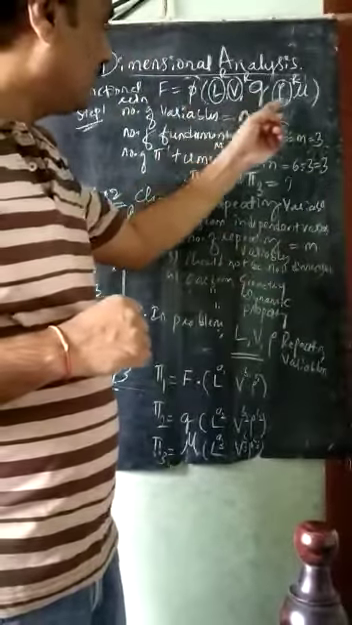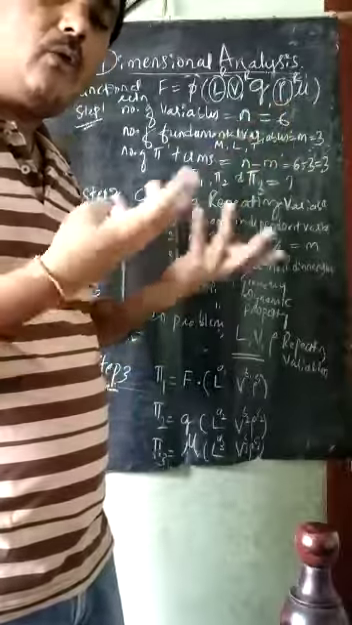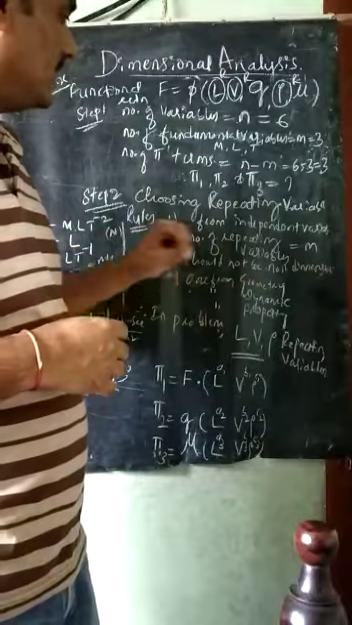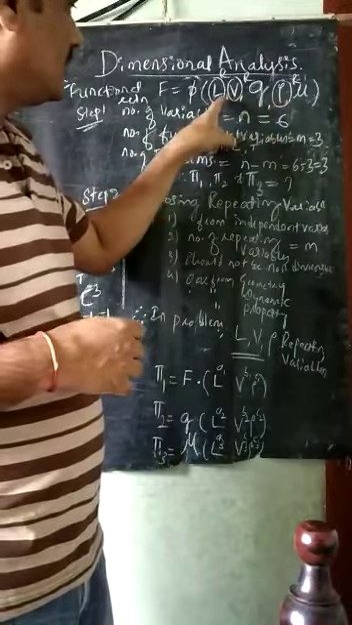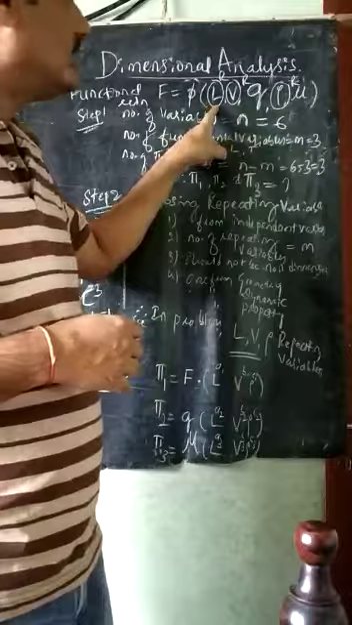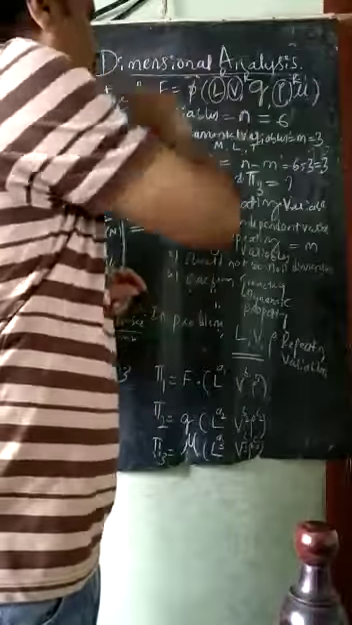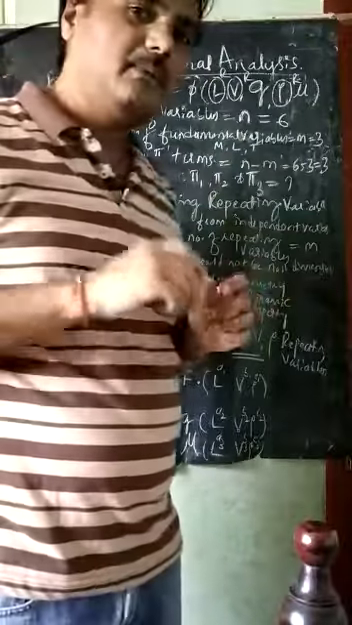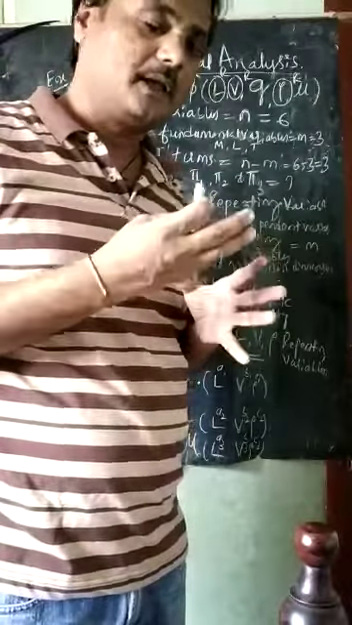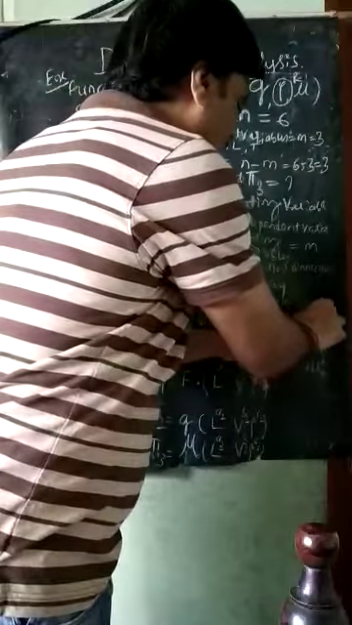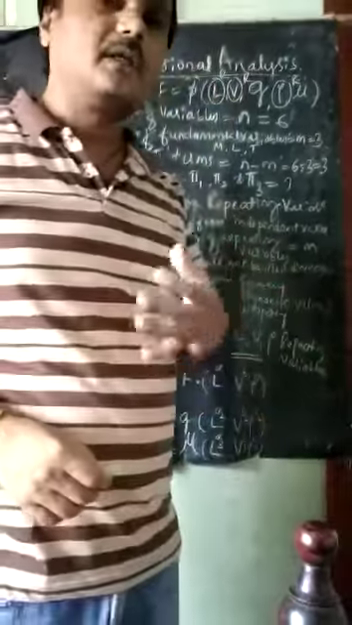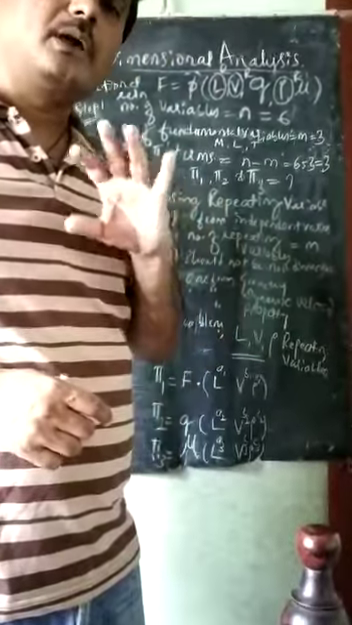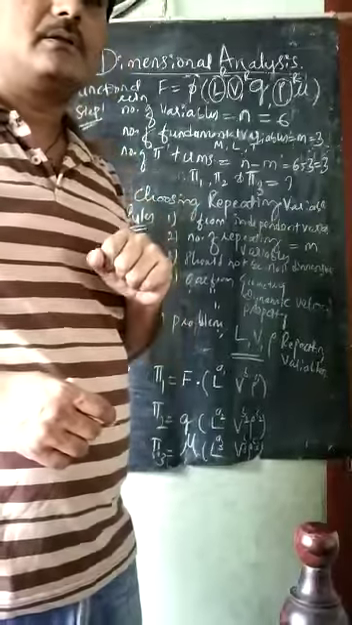We will see how we can choose the repeating variables from these 5 independent variables. One, from the geometry. The geometry variable is L, length. Length is one repeating variable we have taken. The next one is from dynamic. Dynamic means movement, velocity. If there are any velocities, then velocity, acceleration, angular velocity, all these come under the dynamic parameters.